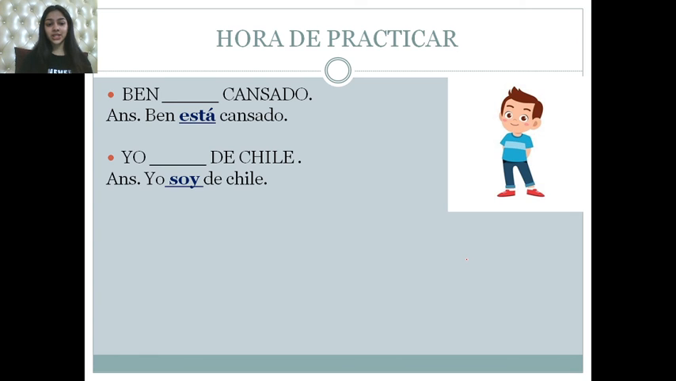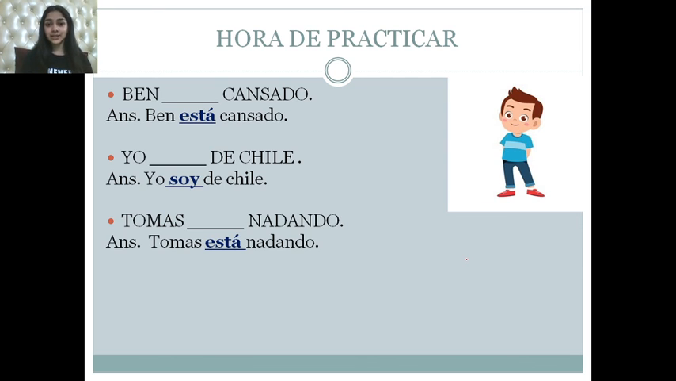Yo ___ de Chile. I am from Chile. Yo soy de Chile. Tomás ___ nadando. Now, Tomás is a boy's name. So he is swimming. Action being performed. That means he won't be swimming for the full year, of course. Two to three hours maximum. So estar will be used, a temporary thing.